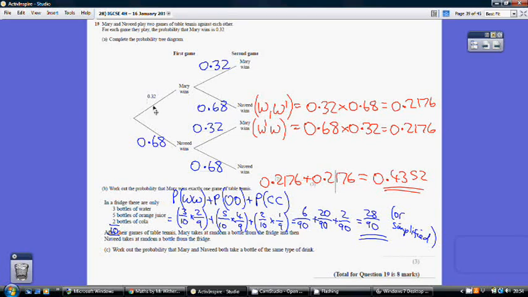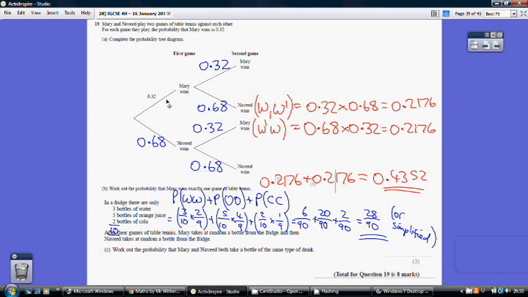Now they play 2 separate games of table tennis, the first game and the second game. The probabilities aren't dependent on each other, so it's just a repeat. So Mary winning's 0.32, Naveed winning's 0.68, as it is with the second game. So 0.32, 0.68, 0.32, 0.68. So we've been asked to complete the probability diagram for part A, which is what I've done there in blue. And then secondly, for part B, work out the probability that Mary wins exactly 1 game of table tennis.